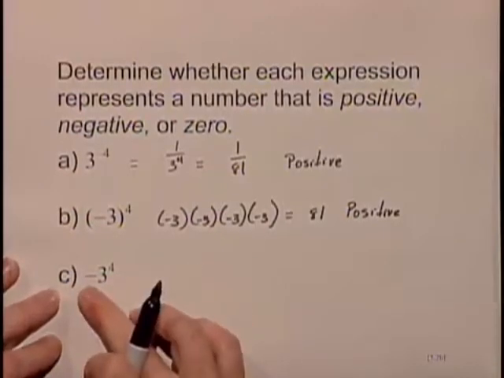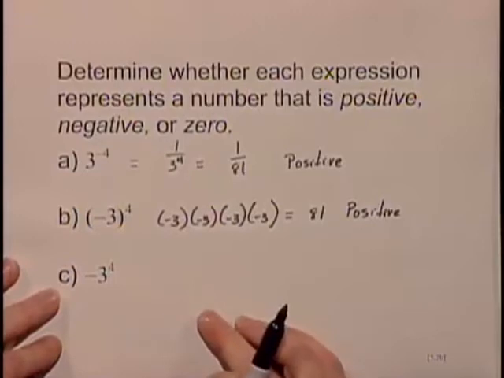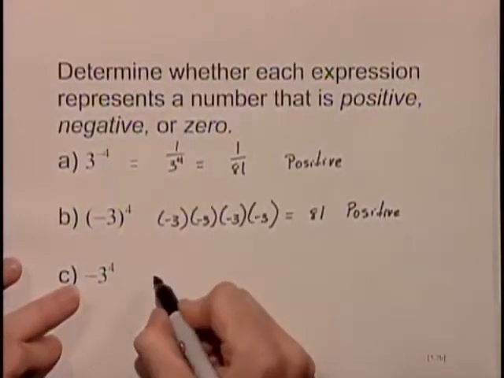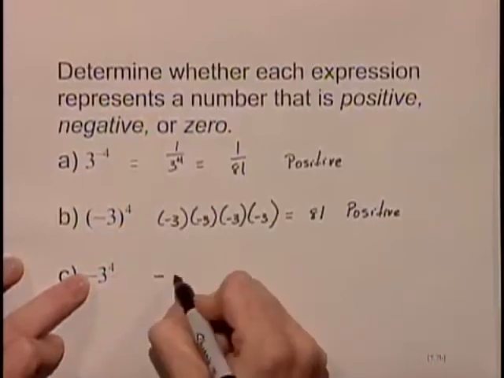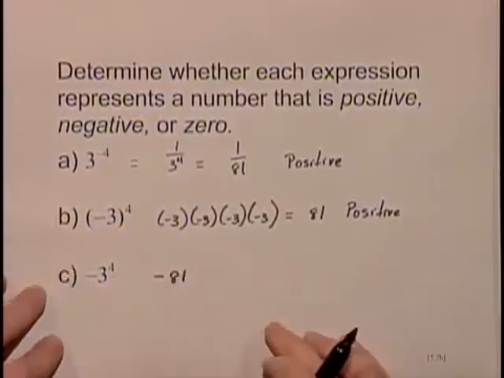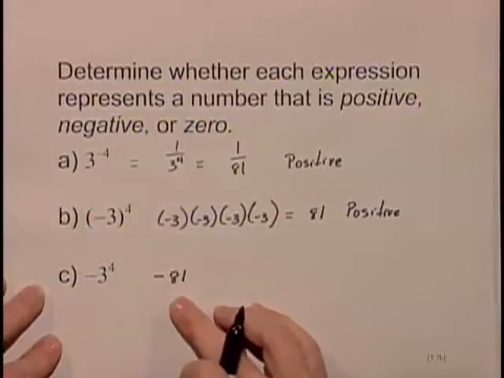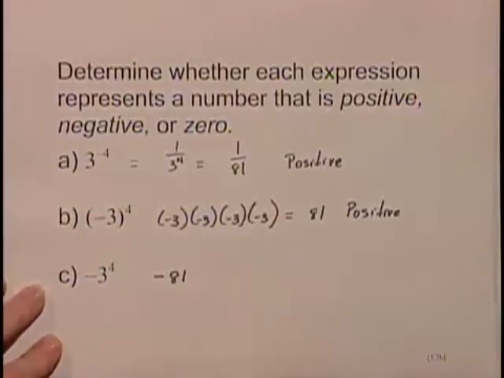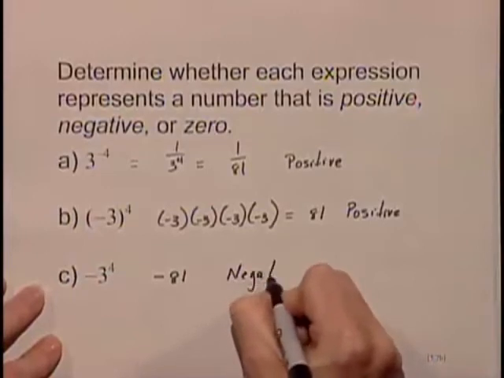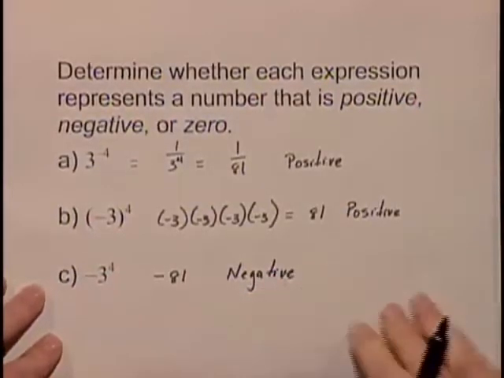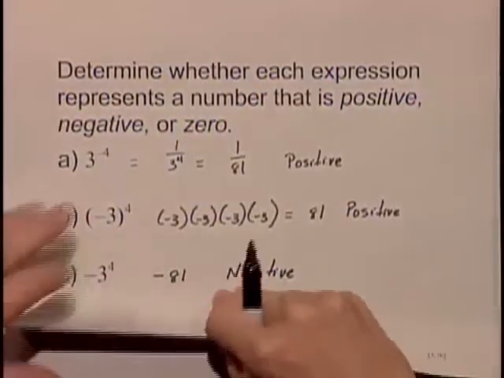Part C, negative 3 to the 4th power. Keep in mind this negative is not contained within any parentheses. So we'll hang on to that out in front and we'll evaluate 3 to the 4th power for negative 81. This is a negative value, so we'll label that negative. Let's do some more.